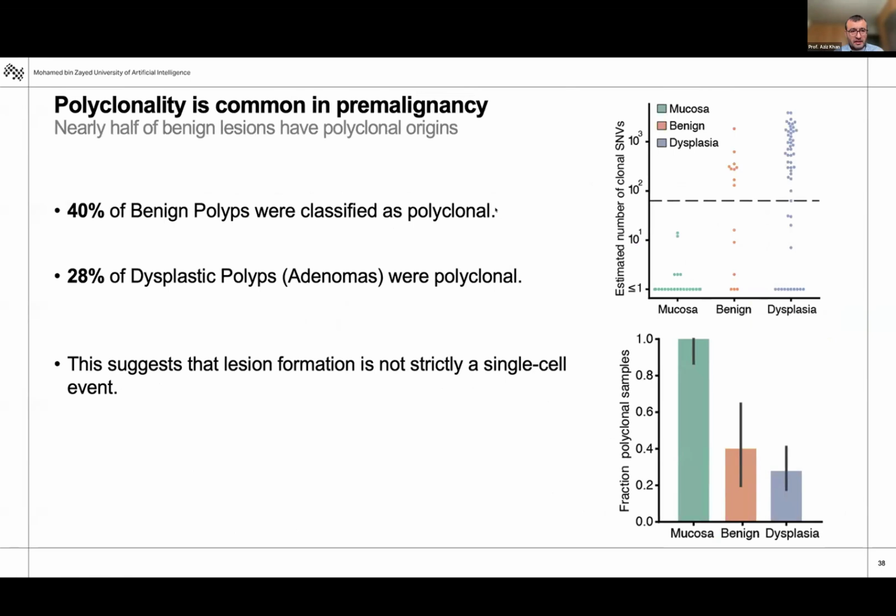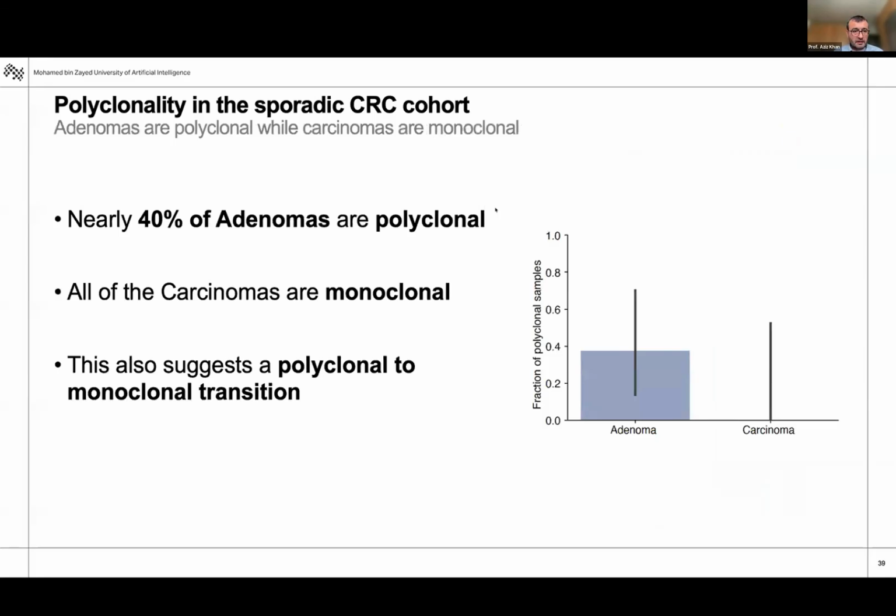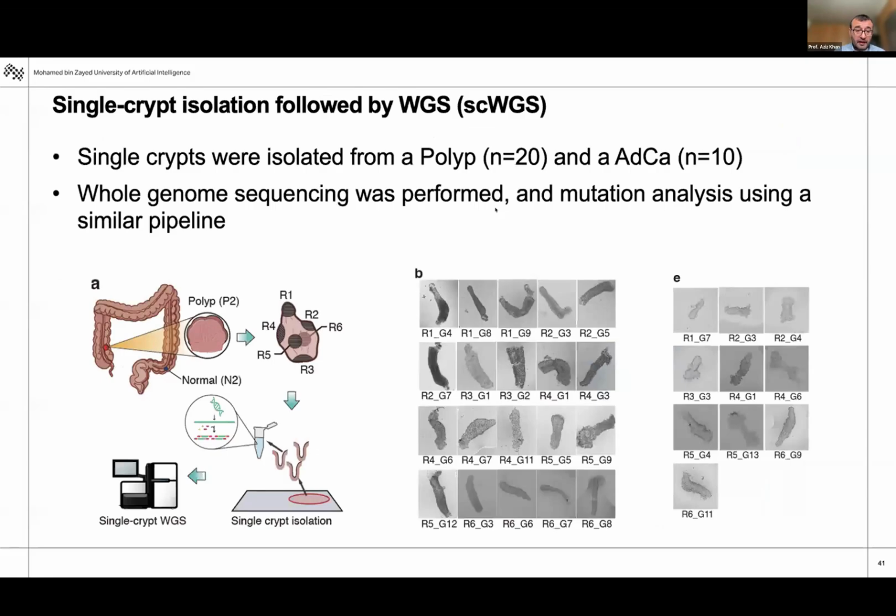By just using the MRCA as a cutoff, we found that 40% of benign polyps were classified as polyclonal, and 20% of the dysplastic polyps were polyclonal. So this suggests that lesion formation is not strictly a single cell event, right? And this is again just using the other cohorts as well. But how can we prove it? I think we have a very powerful data set to prove that.